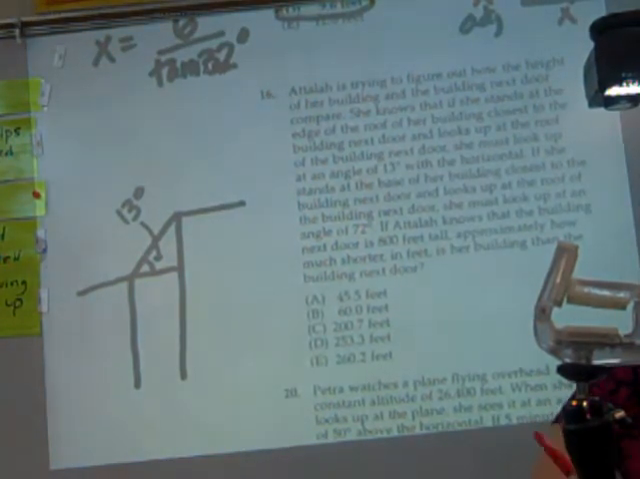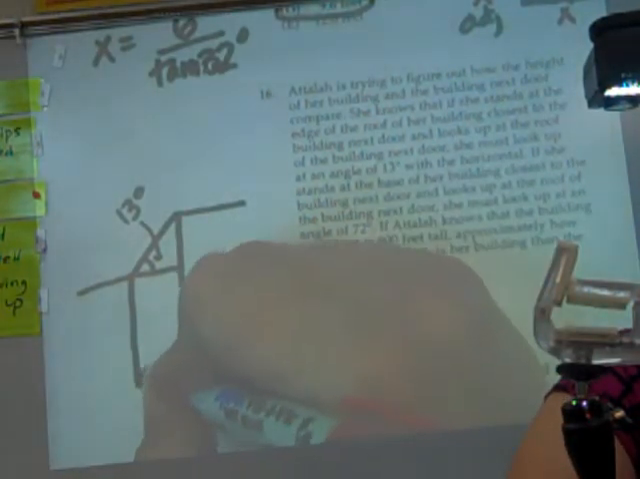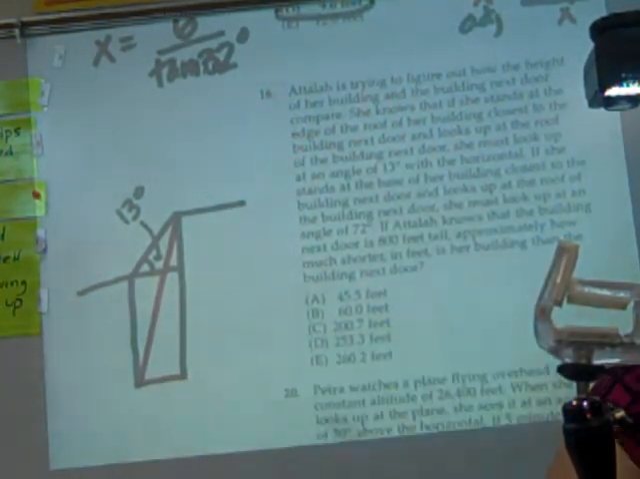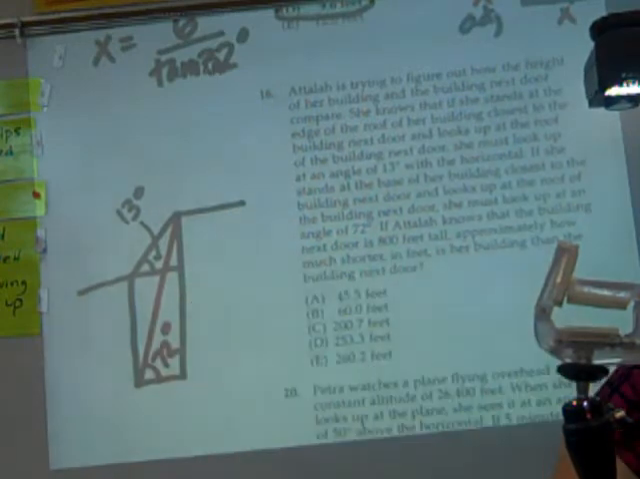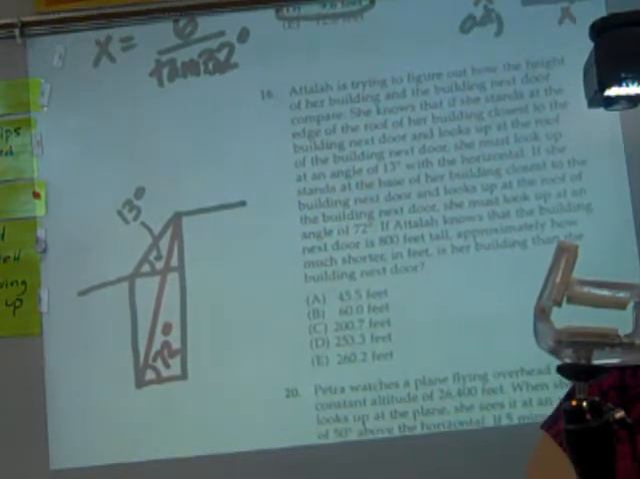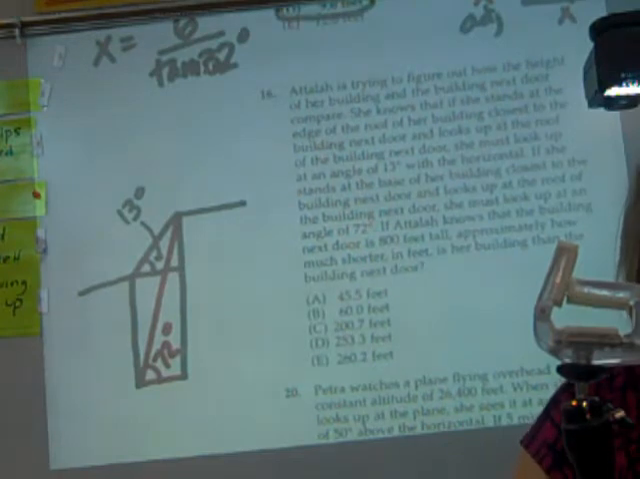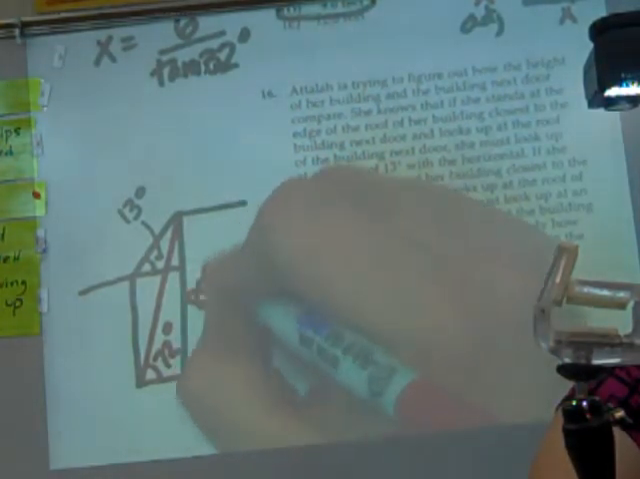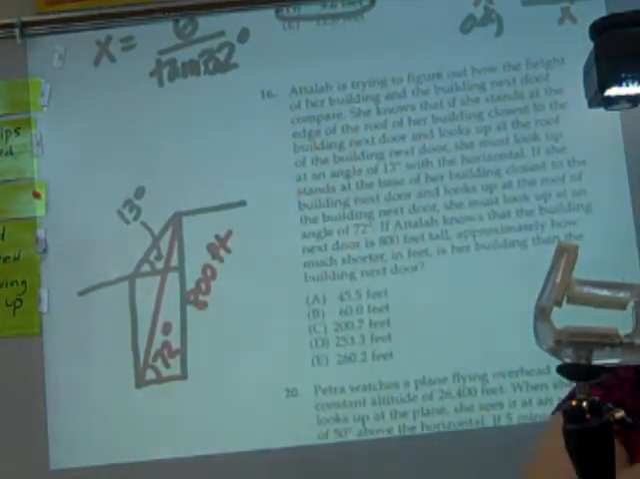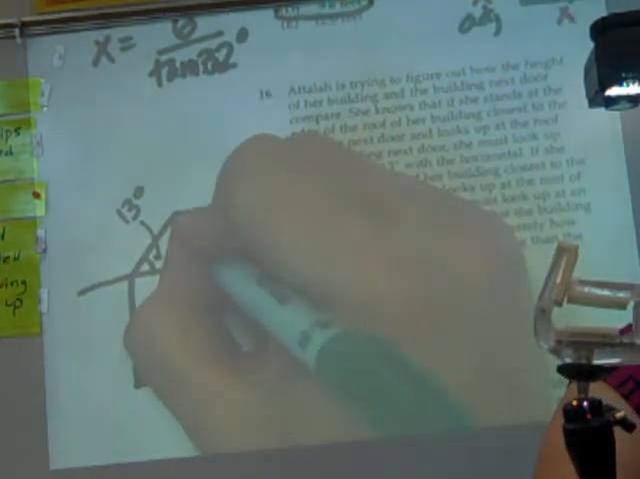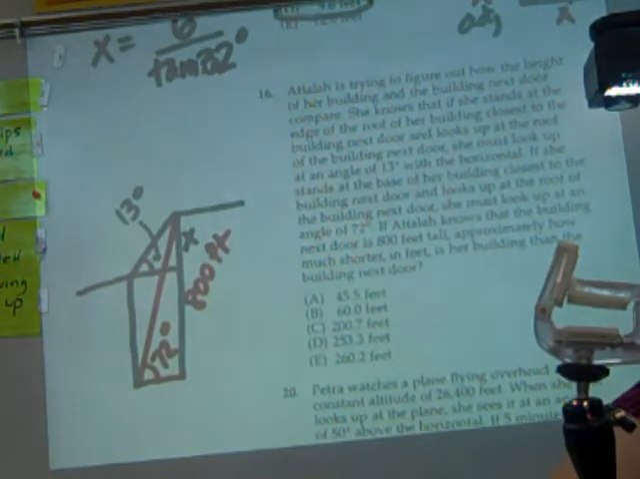If she stands at the base of her building, closest to the building next door, and looks up at the roof of the building next door, so now she's looking up from here, she has to look up at an angle of 72 degrees. So this is 72 degrees. If she knows that the building next door is 800 feet tall, approximately how much shorter in feet is her building than the building next door? So we're looking for this distance here. The distance that her building is above the other building.